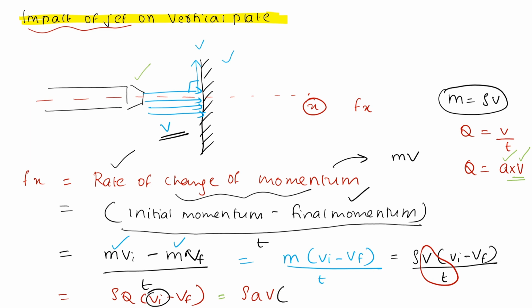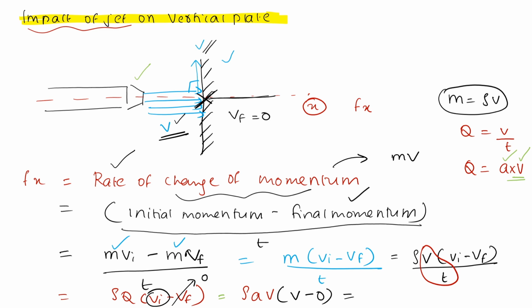So I can rewrite initial velocity as V, and for the final velocity, we shouldn't take this component. We are considering the rate of change of momentum in the x direction only. In the x direction, after hitting there is no velocity component. That means in the x direction the initial velocity is V, and after hitting the plate there is no final velocity, which means the final velocity is 0 in the x direction. Since this is a stationary plate, there is no final velocity in the x direction, so this component will become 0.